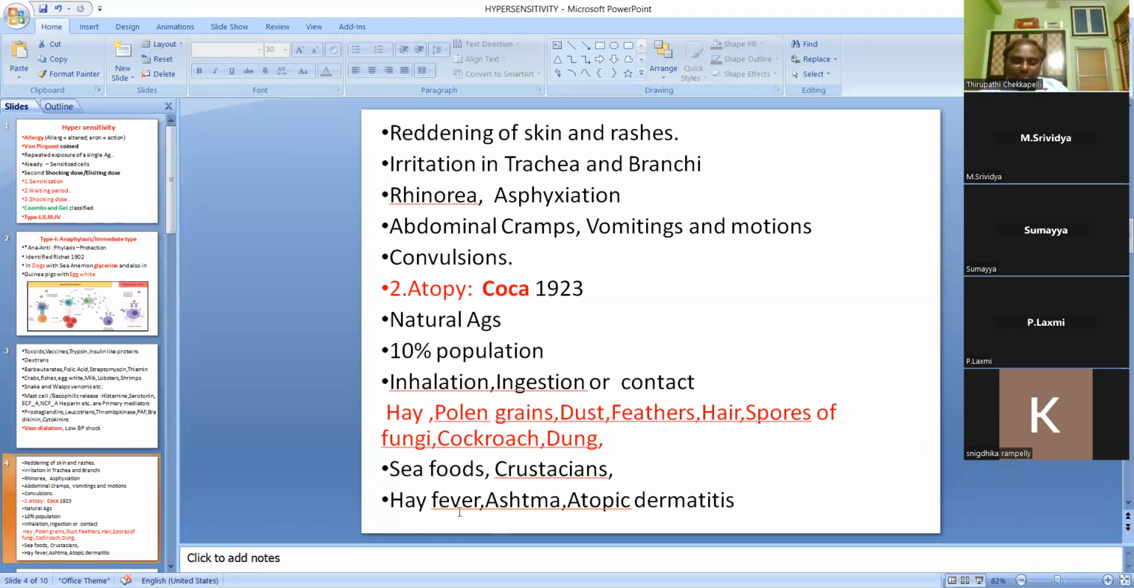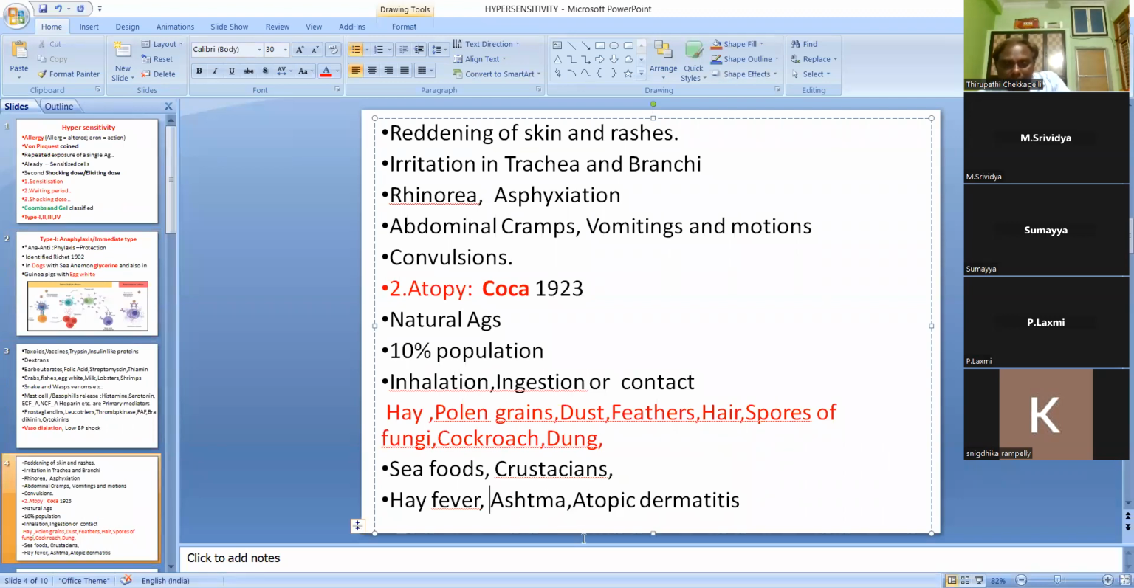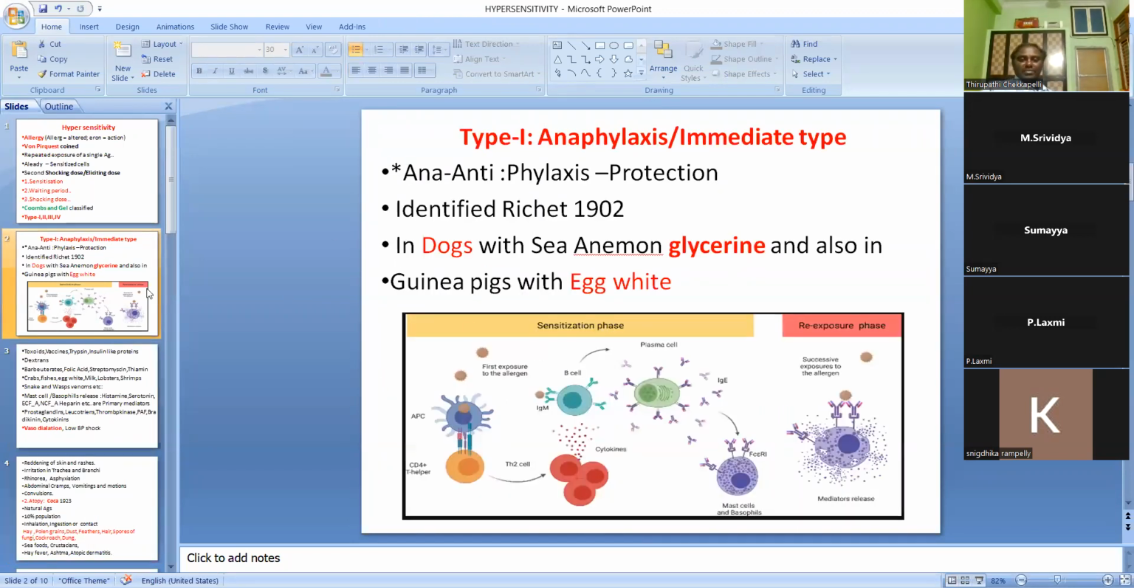So it causes hay fever, a kind of fever, asthma, so problems in breathing, and atopic dermatitis. Which cells participate to release the hypersensitivity granules? Mast cells and basophils. Which is the most rapid hypersensitivity, type 1.